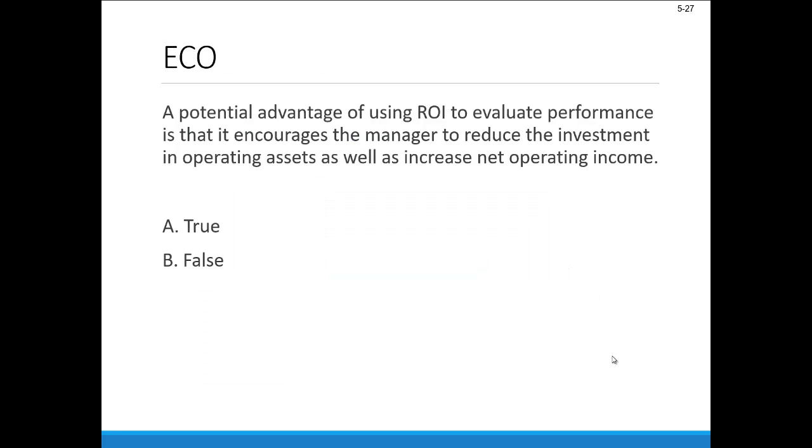A potential advantage of using ROI then to evaluate performance is that it encourages the manager to reduce the investment in operating assets as well as increase net operating income. Is that true or false? Give that a quick thought here, pause if you'd like, and then come back for the solution. So that is true. Since those average operating assets are part of the determination of ROI, it does encourage managers to at least think about the effect that increasing or decreasing those has on their potential performance measure. It doesn't mean they're walking around trying to sell off all the plant and equipment that they have, but it makes them a little more aware of these things.